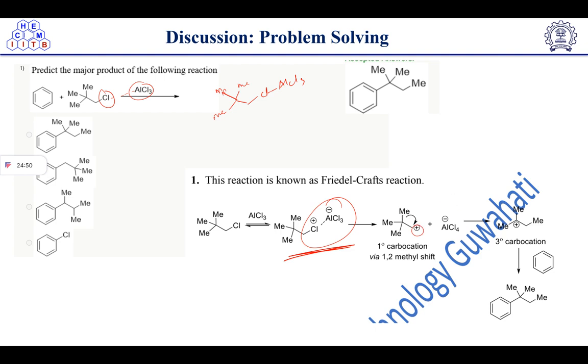Now this group will get migrated, because migration will take place. A primary carbocation is not that stable compared to the secondary one. That's why migration will take place. So a 1,2 methyl shift will take place, which will form a tertiary carbocation. Tertiary is more stable than primary, right? So after this carbocation formation, the benzene ring will attack on this one and it will form the product this way. So that's why option number one is the correct answer. Alkylation will take place, but the migration of the methyl group is also taking place here.